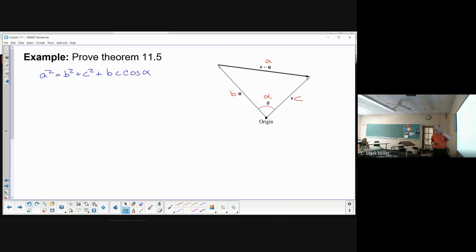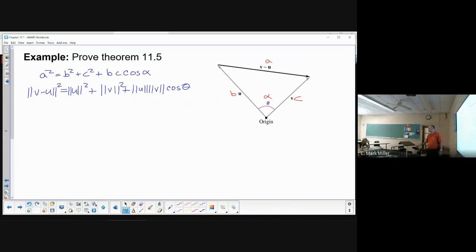A is the length of the side opposite alpha. So the length of the side opposite theta is the magnitude of u minus v. So over here, I'm going to get the magnitude of u minus v is going to be, well, actually we have v minus u, right? That squared equals b, the magnitude of u squared, plus c, the magnitude of v squared, plus u v cosine of theta.